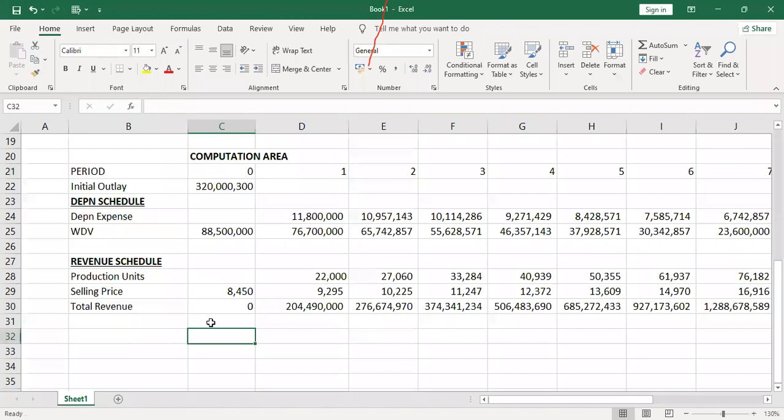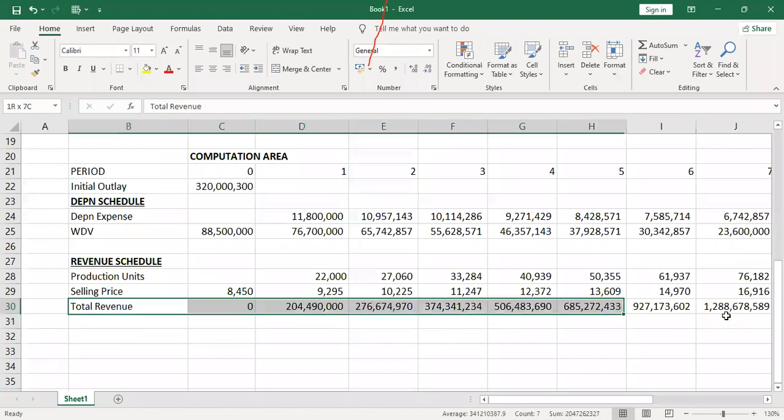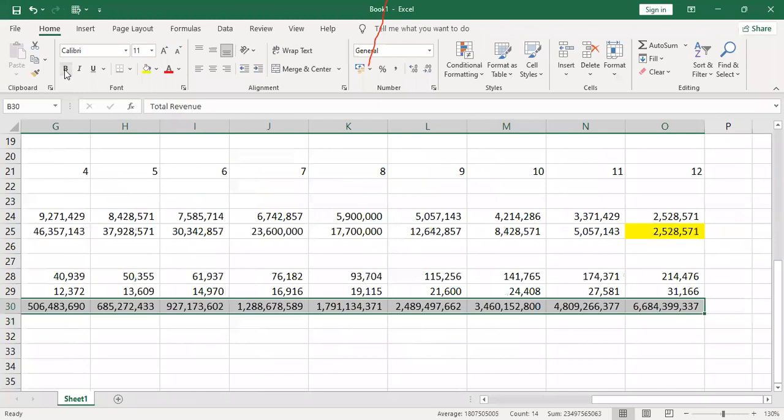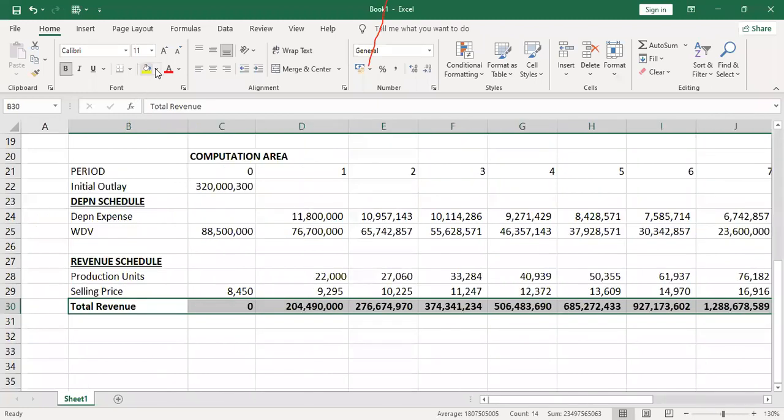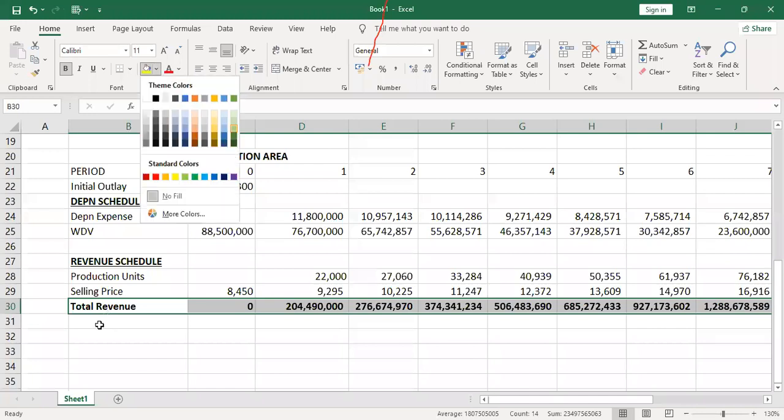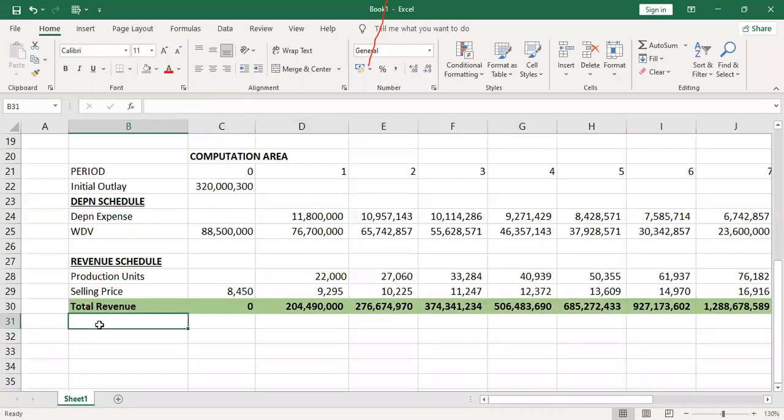If you know how to bold, you can bold these values and change the highlight color. If you don't know, just admire your friend's work, simple. So that is our revenue schedule. We need the total revenue. Then next we go to the cost schedule.